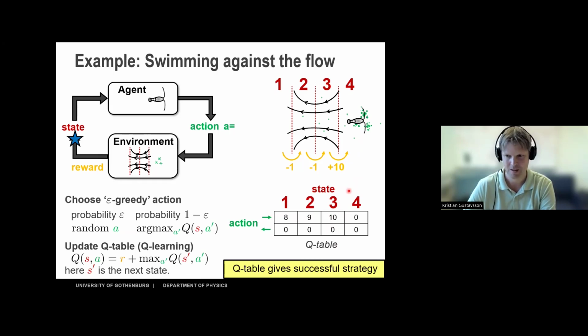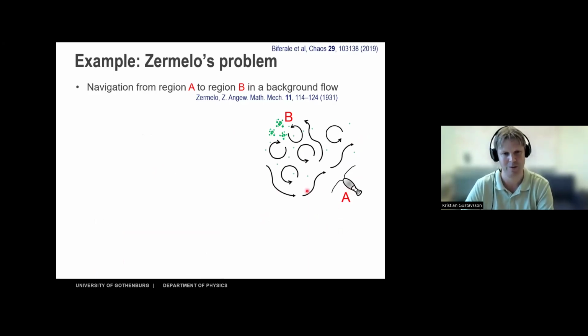Okay, so this was a very simple example of a navigation problem, and another slightly more complicated problem is Zermelo's problem, which is a point-to-point navigation.